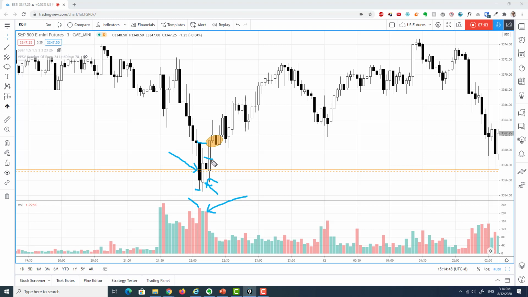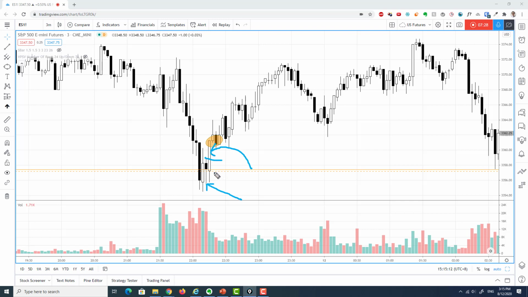So what does it mean? It simply means that there was a presence of demand to stop the price from going down further. This is where it shows the presence of the demand. And what I would like to see apart from that was a confirmation bar, which comes next.